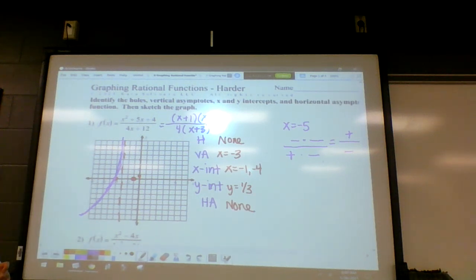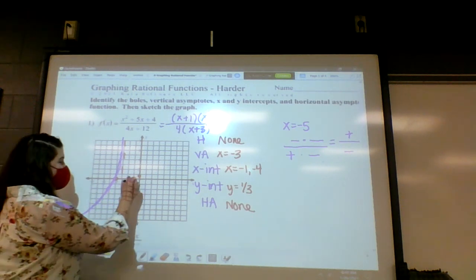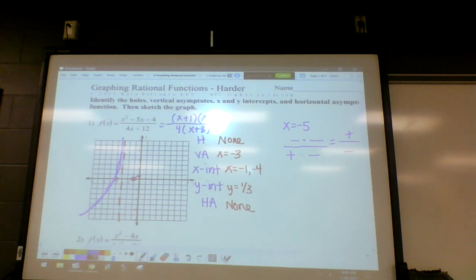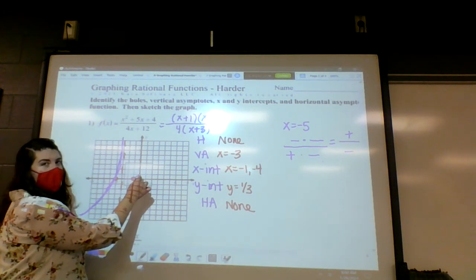What was that? It has to go through these 2 points, yes? It has to connect them. There. All right. From here, do we know where it goes from the y-intercept? Do we know where it goes?